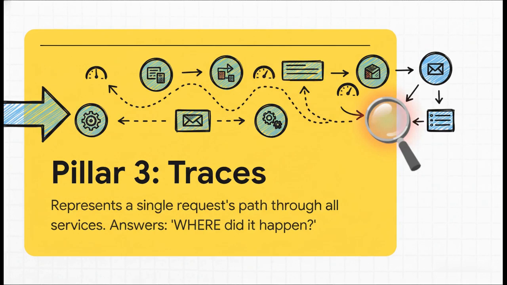And the third pillar is traces. Now, traces are basically the GPS map for one single request. A trace shows you the exact path a request took through all your different services, and critically, how much time it spent at each stop. So when that latency metric spikes, traces are what answer the all-important question, where is the slowdown? Which service is the culprit?